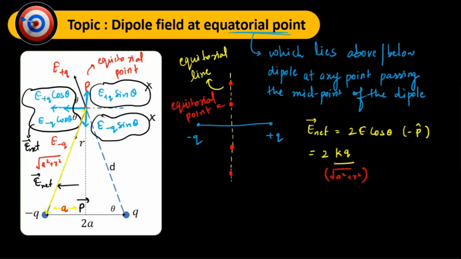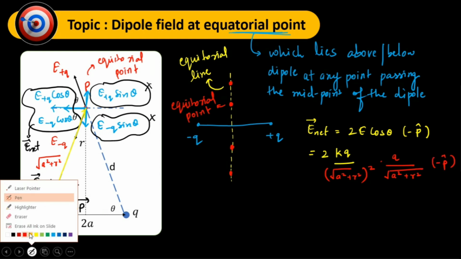But what is the formula of electric field? KQ by R square. So we have to do the square of that whole thing. Also, we have to find out the value of cos theta. We can use this triangle only. We already know cos is nothing but base upon hypotenuse. So base is A and hypotenuse is the same, A square plus R square whole under root. We'll mention the direction, which is supposed to be negative P cap.